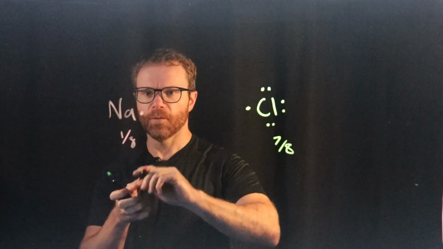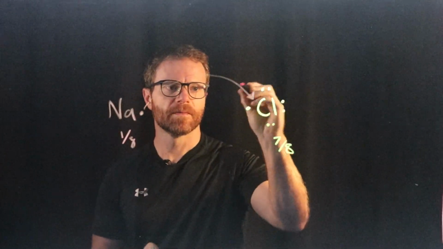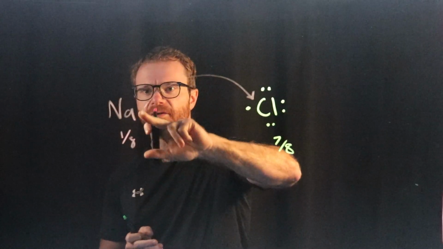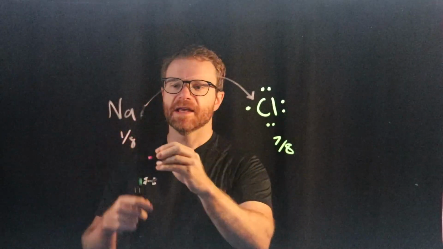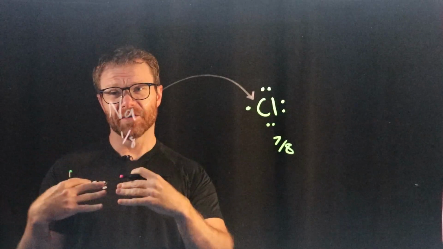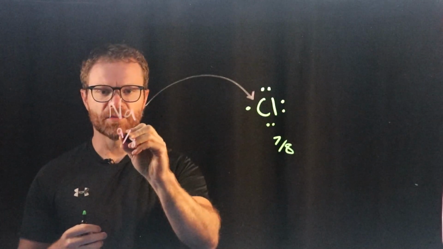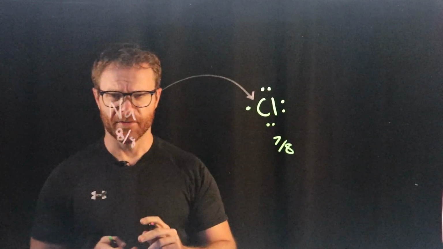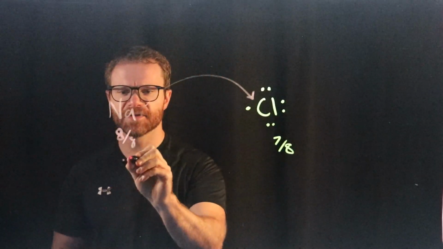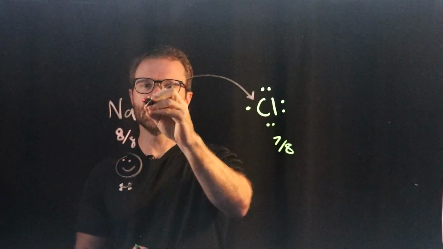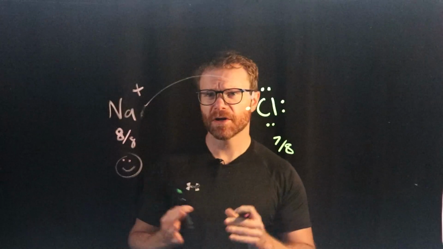Sodium would give up its 1 electron to chlorine, and in doing so, that sodium now has 8 out of 8 valence electrons because it goes down to 0 out of 8, and so you would go back to the previous orbital, which is now full at 8 out of 8. And it's totally stable and happy, but in doing so it's gained a positive 1 charge, which we just draw as a positive sign.